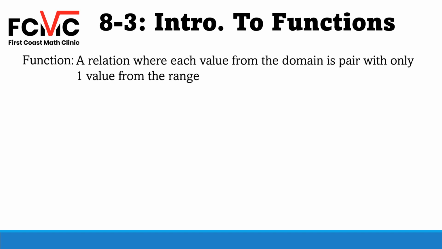So a function, as we said, is a relation in which each value in the domain is paired with only one value in the range. And this relation can get a little bit confusing. So we're going to look at a couple different scenarios and look at the relationship between the domain and the range, and figure out: is that relationship a function or not?